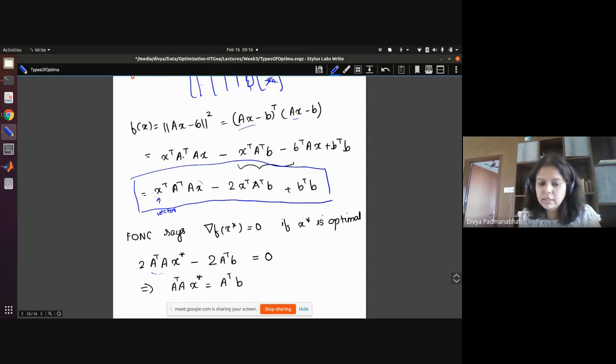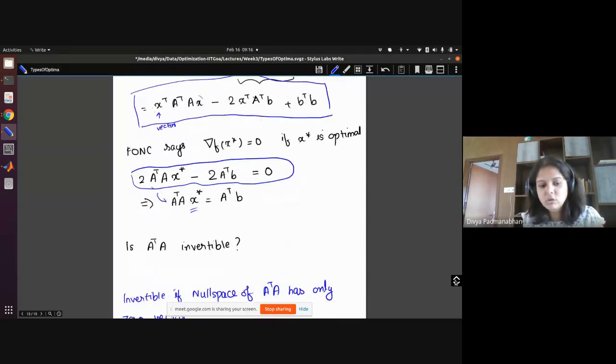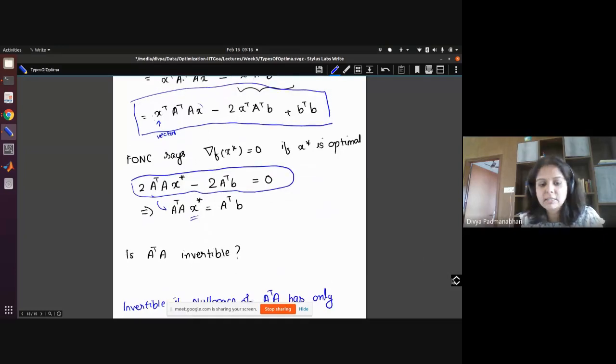So now these are the equations you need to solve. This is going to give you A transpose A x star equals A transpose B. Now you need to solve this to find x star. One way is, first you check if A transpose A is invertible. If it is invertible, you can just say x star is (A transpose A) inverse A transpose B. But to be able to do that, you need to be sure that A transpose A is invertible.